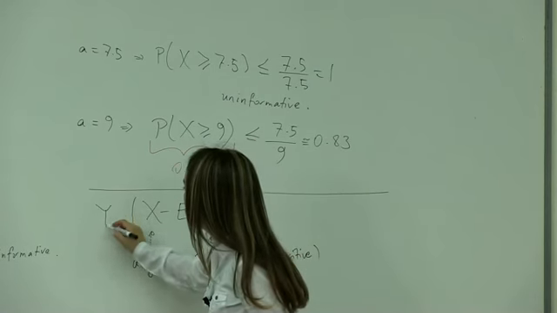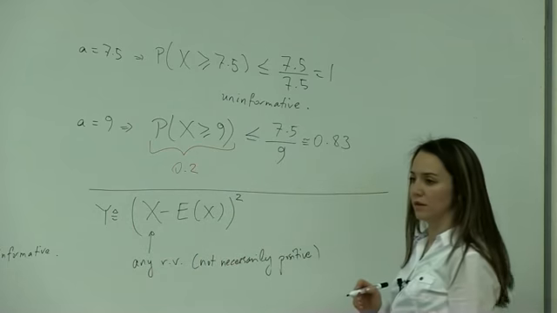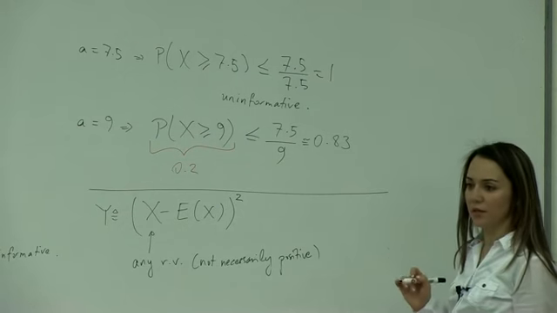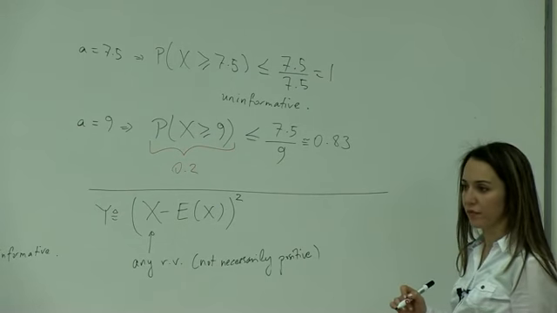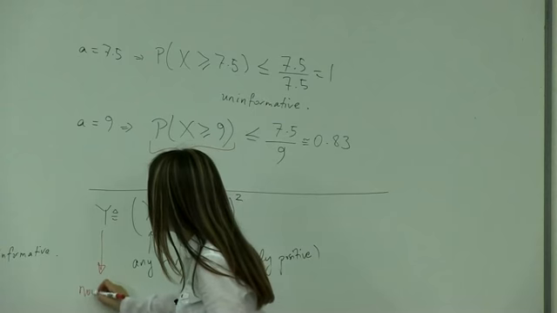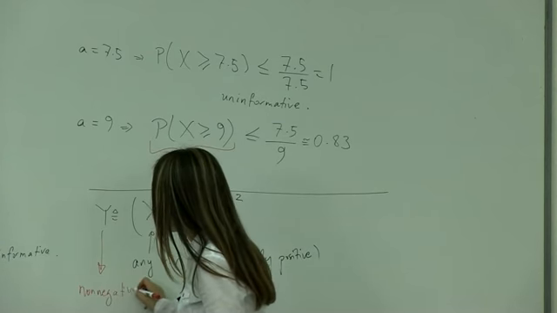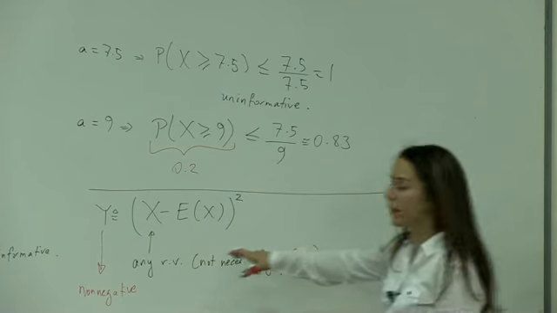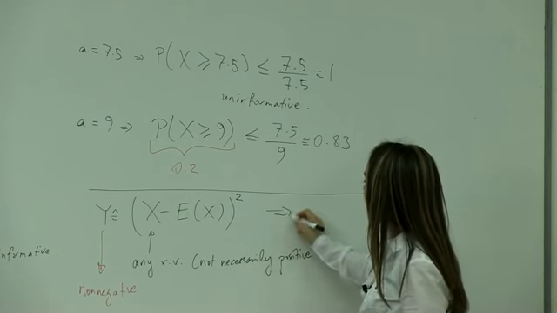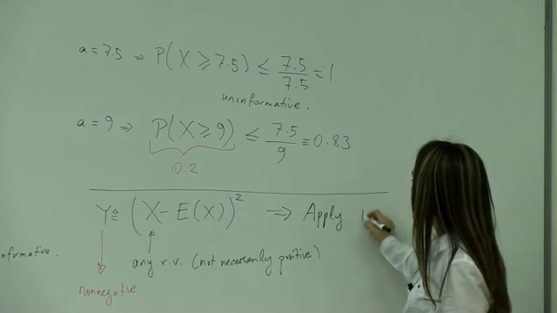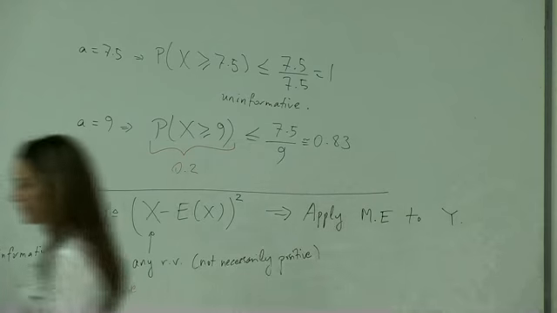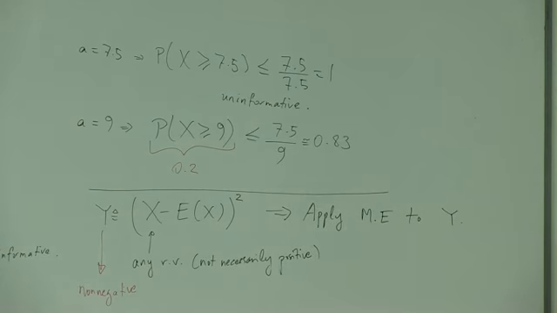So we define y, which is the expected value of x minus expected x squared. What kind of random variable is y? Y is non-negative, right? Y is always non-negative because we defined it by taking the square. Okay, great. So we can apply Markov's inequality to y. How do we do that? We need the expectation of y, of course.